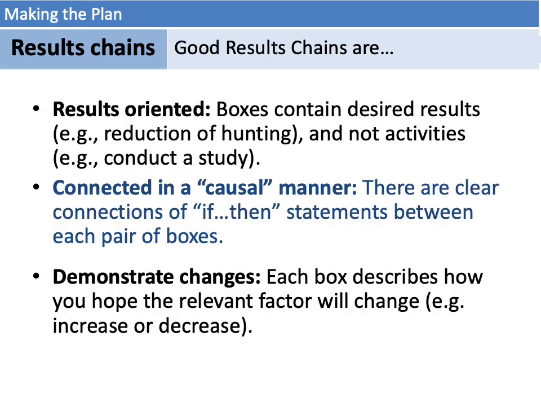So good results chains are results oriented. The boxes contain desired results, e.g. reduction of hunting, and not activities, e.g. conduct a study. They need to be connected in what we call a causal manner, so there are clear connections. A good way to test this is using if-then statements between each pair of boxes.